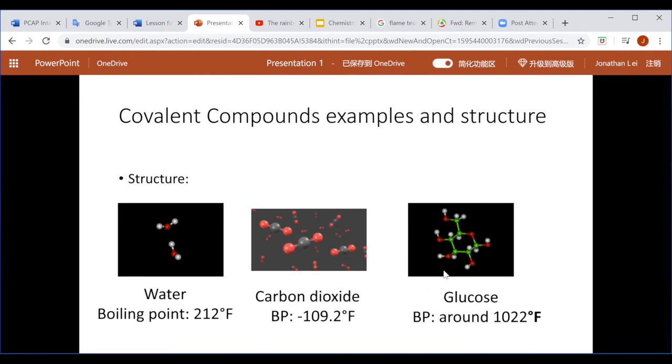And in this case, it is a very big molecule composed of more atoms than the two before. But it is also a molecule. It's just a bigger molecule than the first two. The first two molecules only contain 3 atoms, but this contains 24 atoms. But it's still a molecule.